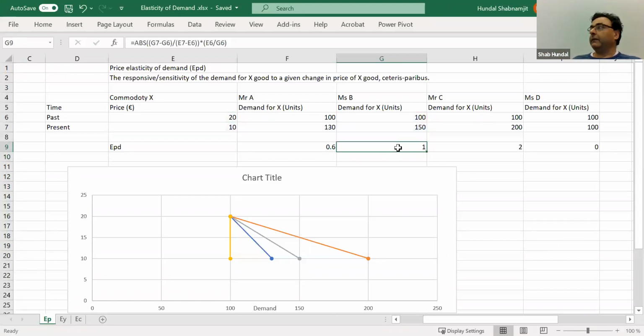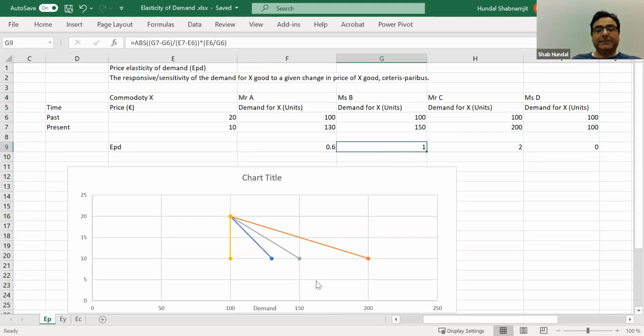The 1 is proportionately elastic. So it means that when the price drops by 1%, then the demand increases by 1%. And if the price increases by 1%, demand drops by 1%. And this is a very proportionate, balanced reaction by Miss B.